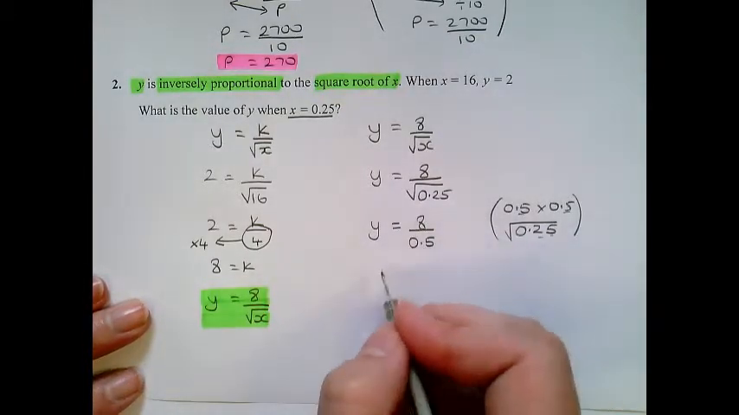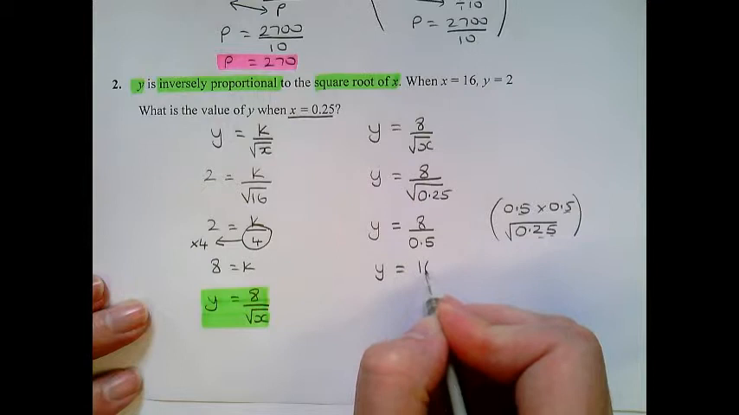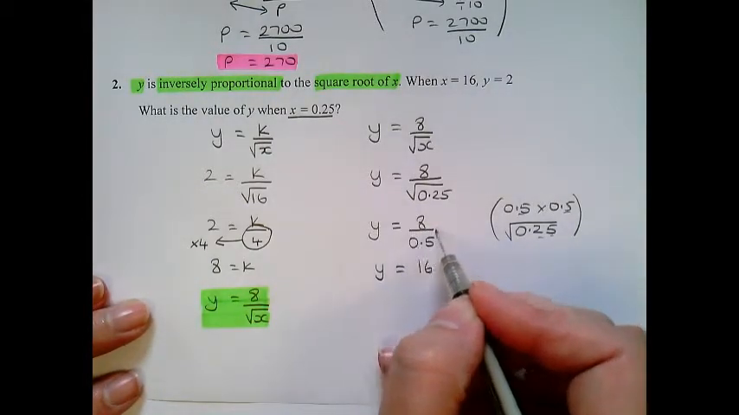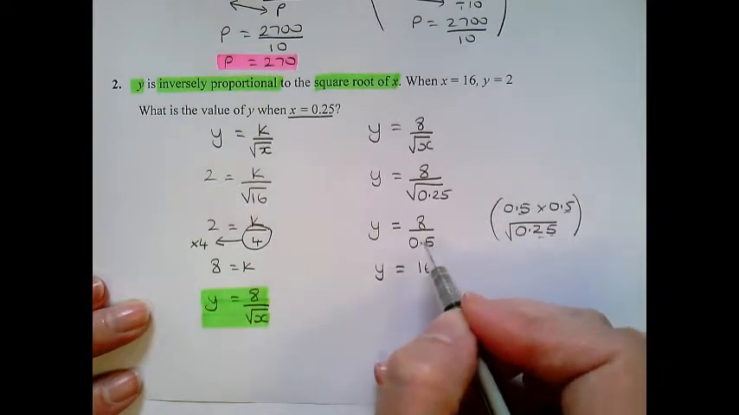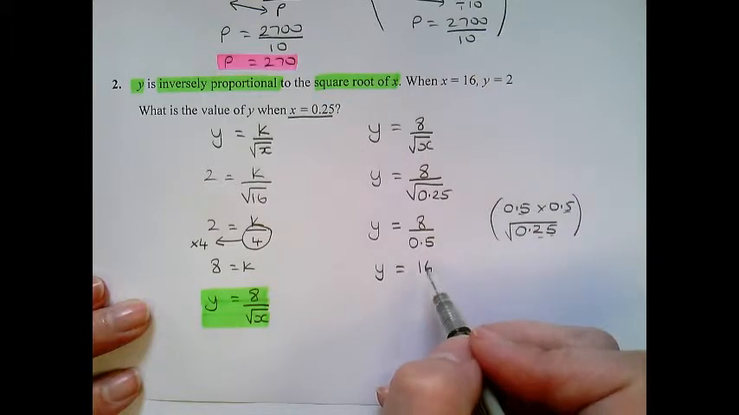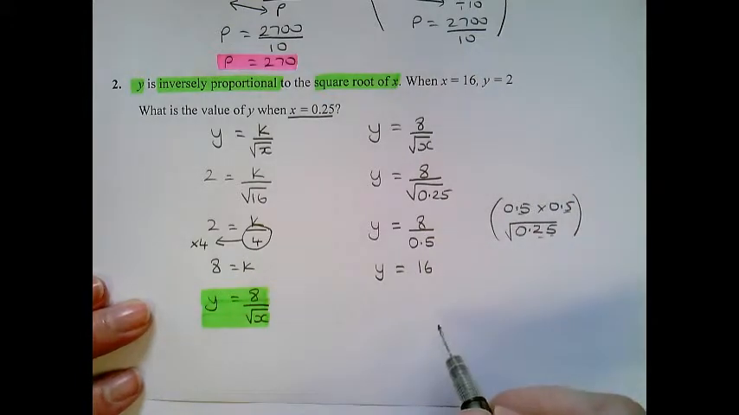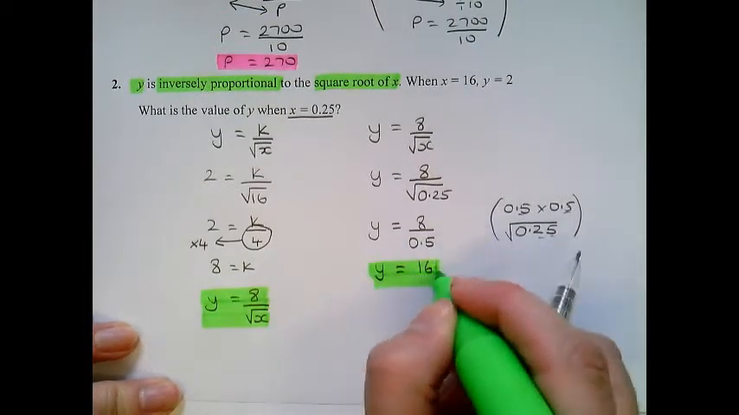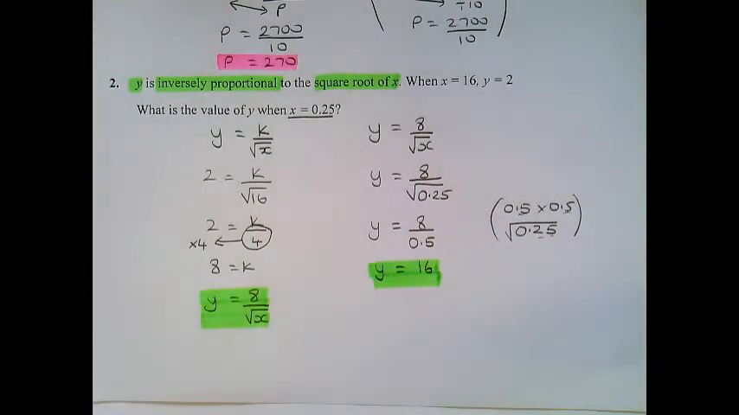So 8 divided by 0.5 actually gets you 16, because that means 8 split up into halves, and you need 2 halves every time to make up one whole number. So you would need 16 halves to make up the 8. So y equals 16 would actually be your final answer for that one.